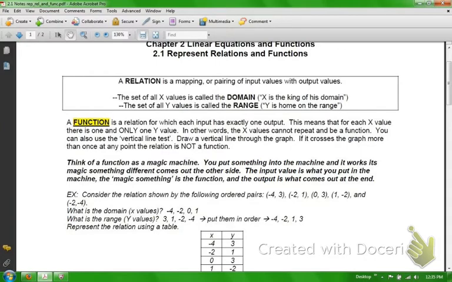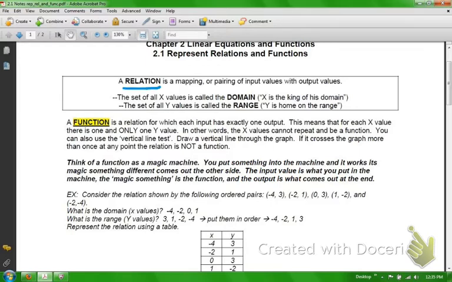Hello, today's lesson is going to be on relations and functions. You are going to learn what a relation is, what a function is, how they relate to each other, and how we're going to use them this year. Let's start out with the most basic, a relation.